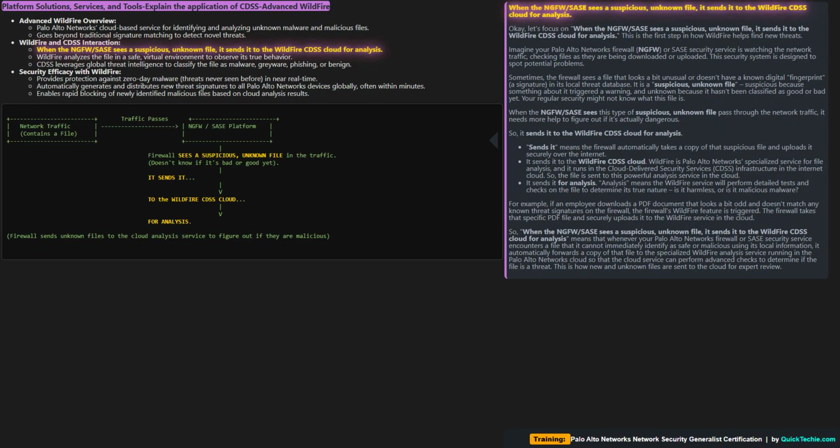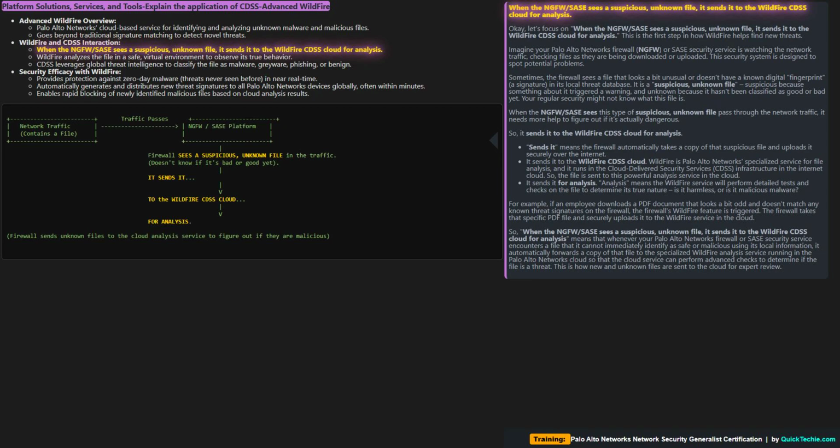Okay, let's focus on when the NGFW, SASE sees a suspicious, unknown file, it sends it to the WildFire CDSS cloud for analysis. This is the first step in how WildFire helps find new threats. Imagine your Palo Alto Networks firewall, NGFW, or SASE security service is watching the network traffic, checking files as they are being downloaded or uploaded. This security system is designed to spot potential problems.